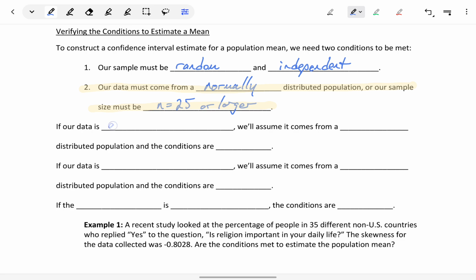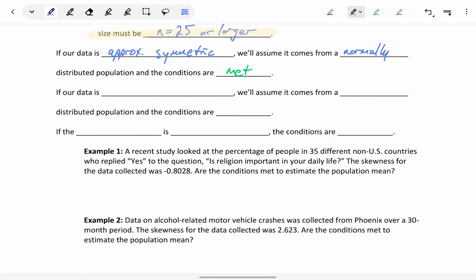So if our data is approximately symmetric, we'll assume that it comes from a normally distributed population, in which case the conditions are met. Using skewness as our determination for assessing whether data comes from a normally distributed population is one possible measure we can look at. Assessing normality is a pretty deep topic all on its own, but we're going to rely on this relatively simple measure to use as a rule.